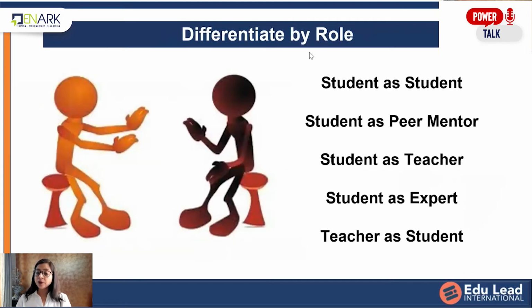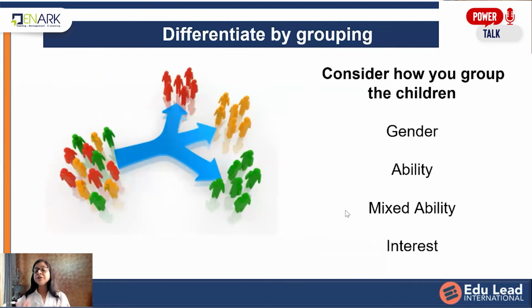Then there is differentiation by role, which means that inside the class, different students are given different roles. So a student acting as a peer mentor, a student acting as a teacher, or a student acting as an expert, which means you have given the student some task to do. That person has researched quite a lot and is now coming to the class posing as an expert, or the teacher becoming the student in the class. When these kinds of shifts of roles are done, then also there is differentiation. So children get interested and their skills are being used in peer mentoring, in teaching, and being an expert, and so on.